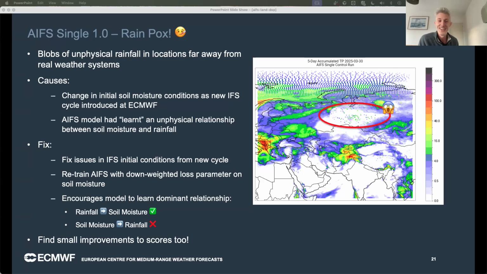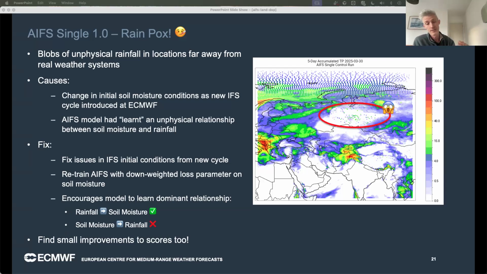So I'd kind of broken the system in some way, which meant that we ended up with these very wet blobs of soil moisture in random locations. And it was very nice. There were a couple of people in my team, like Christoph, Pete, and others, who tracked down this issue, and then we figured out a fix. We fixed the IFS, and that also helped the rainpox.